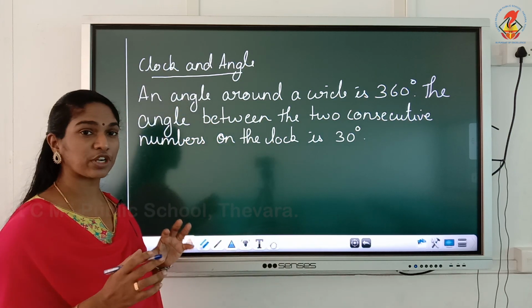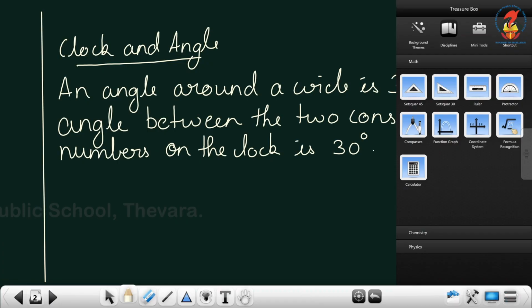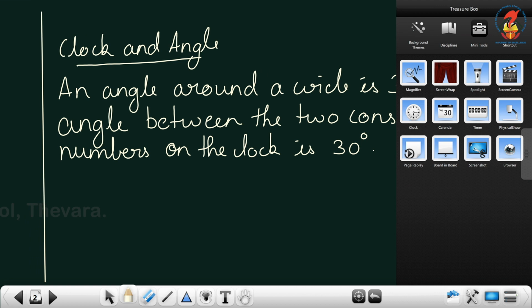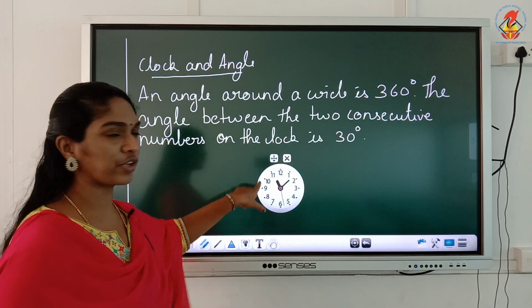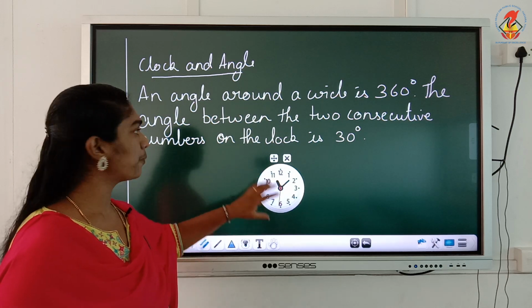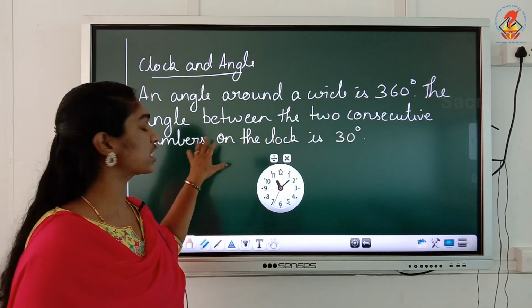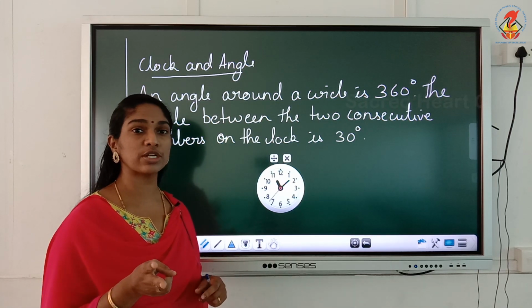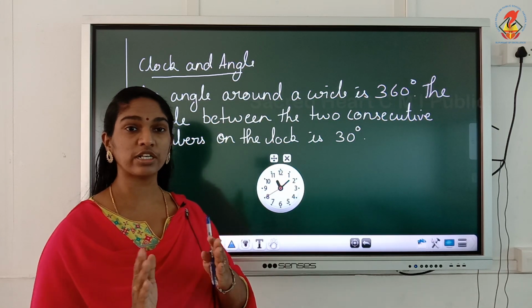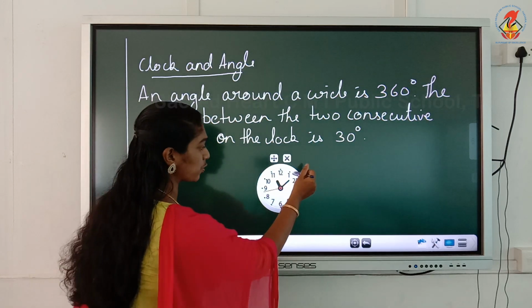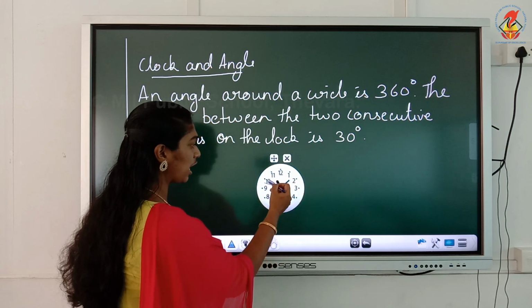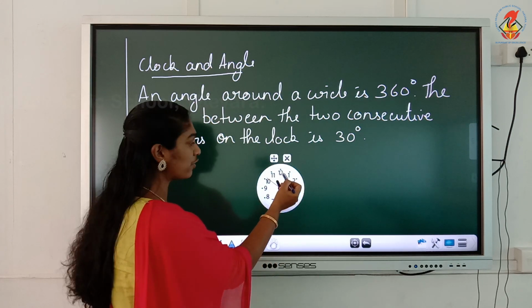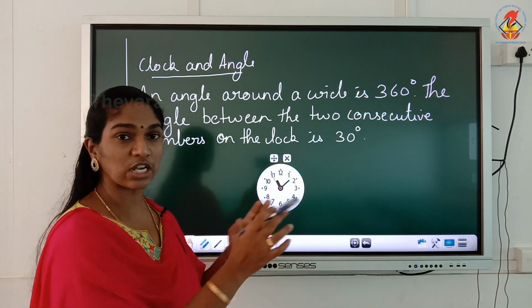So when you take in the case of a clock, I'll show you a clock over here. A clock is in the form of a circle. The angle formed over here is 360 degree. Okay. The angle between the two consecutive numbers. What do you mean by consecutive numbers, children? Consecutive numbers are numbers which are coming one after the other. Here you can see after 1 you have 2, after 2 you have 3, after 3 you have 4. Similarly here when it goes up, after 10 you have 11, after 11 you have 12, after 12 you have 1. So these are consecutive numbers.